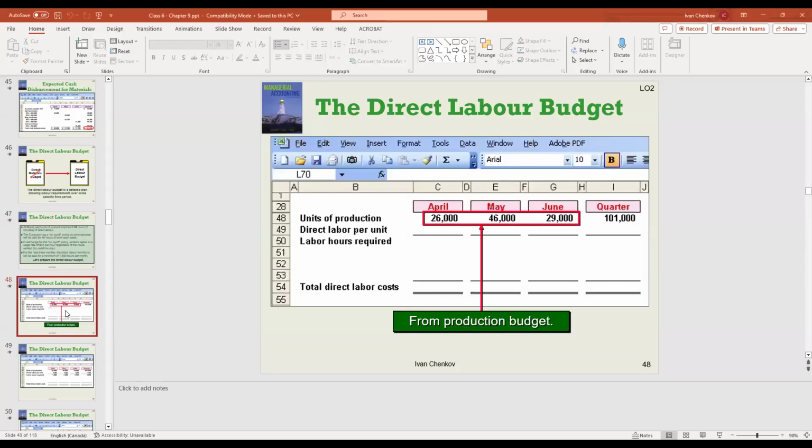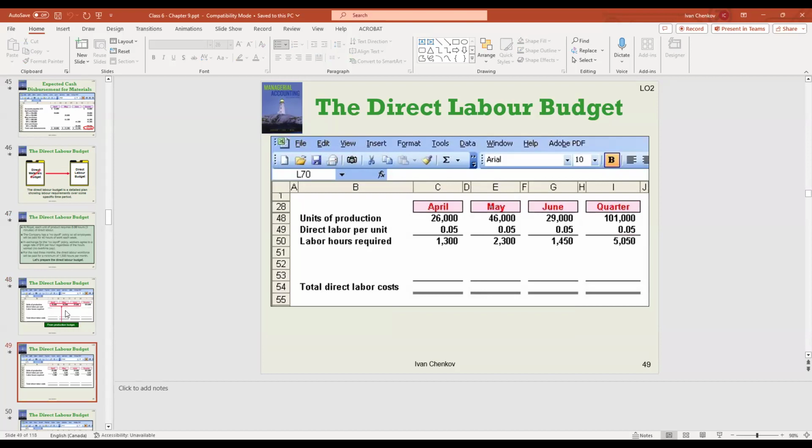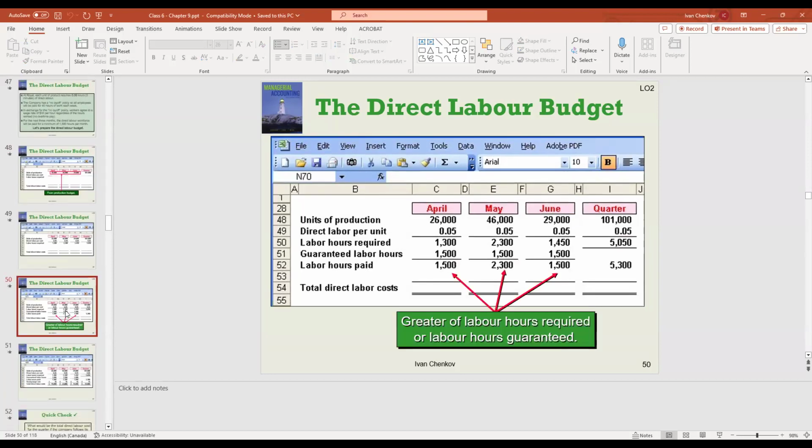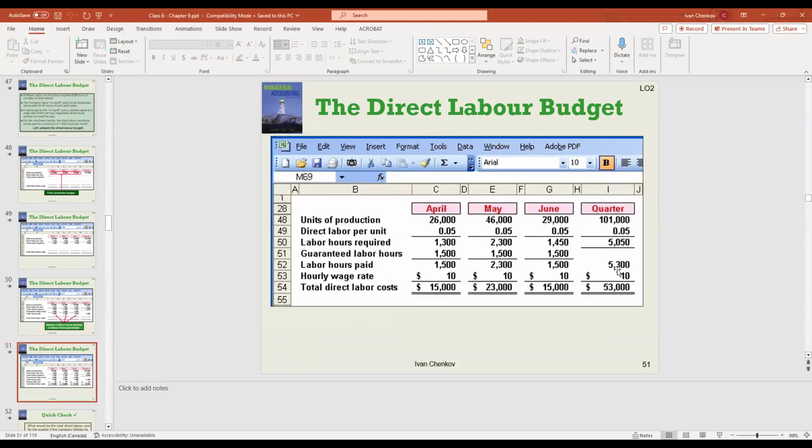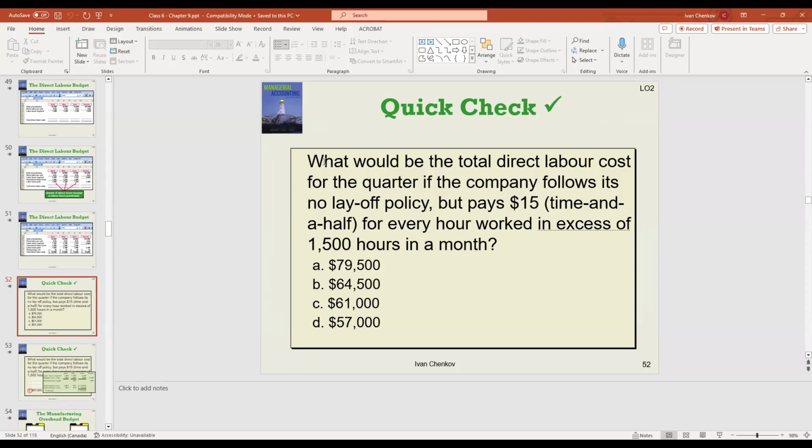Okay, so let's see how they're doing. There will be no difference with what we did compared to what they're showing here on the slides. We're applying 0.05 hours per product. We're getting the hours needed. Guaranteed labor hours is 1,500, 2,300 in May, 1,500 in June, in total 5,300 hours. We pay them $10 per hour. That's $53,000. Now the question is, what if, let's move to the Excel spreadsheet and check this question and see if we can get it.